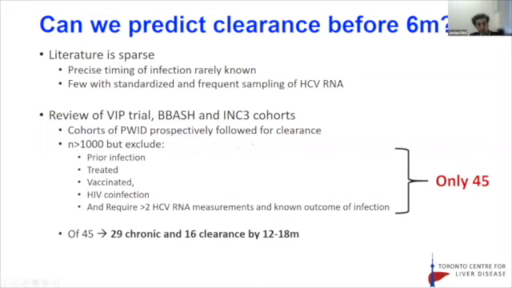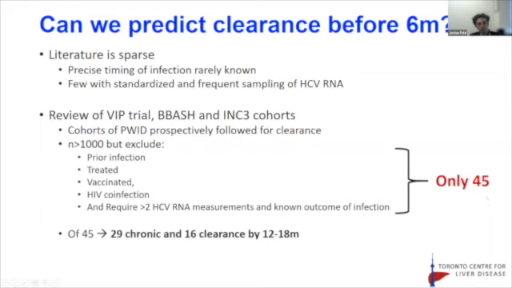So when you start out, it looks promising. You've got over 1,000 people in these different cohorts, but once you start excluding people for whom you can't answer the question, either because of prior infection, they received treatment, they were in a vaccine study and vaccinated, they had HIV co-infection, or they didn't have frequent enough measurement. You really need at least 2 HCV RNA measurements, and most importantly, you need to know the long-term outcome of their infection. This initial number drops down to only 45 people with solid data.